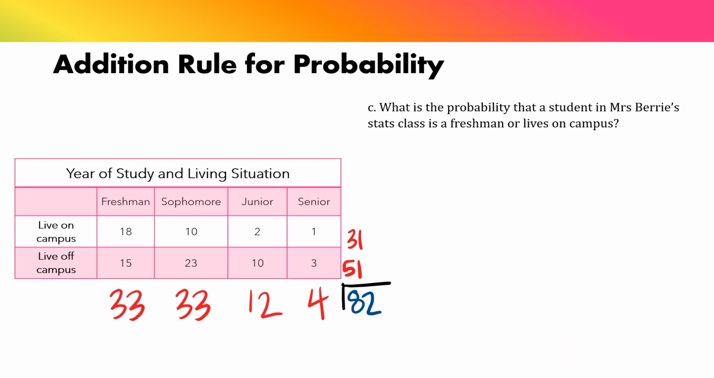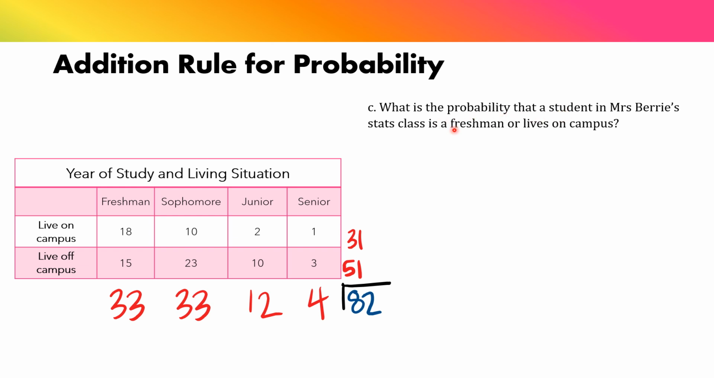Here's my little table. I went ahead and copied over the totals. This one says, what's the probability that a student is a freshman or on campus? So we've got the or rule there. Remember our rule for or, we add up the probability of freshman, the probability of on campus, and then subtract off freshman and on campus. Did I say off campus? I meant to say on campus.